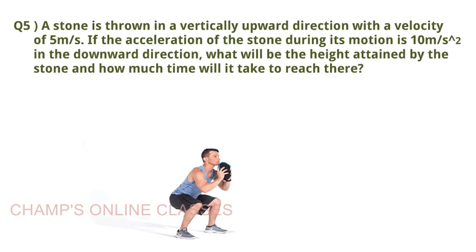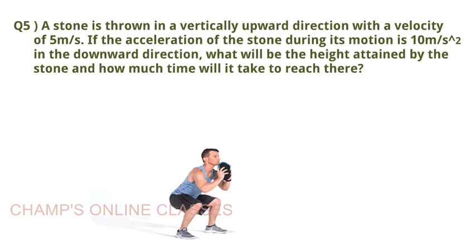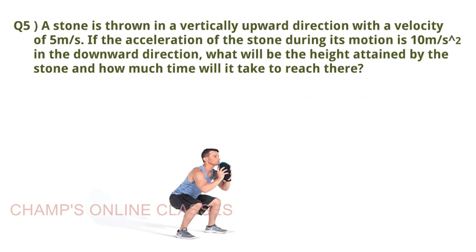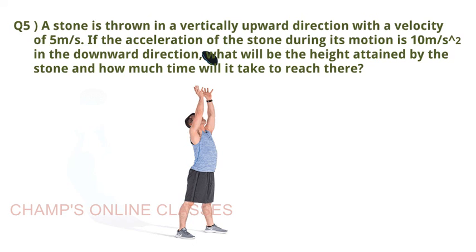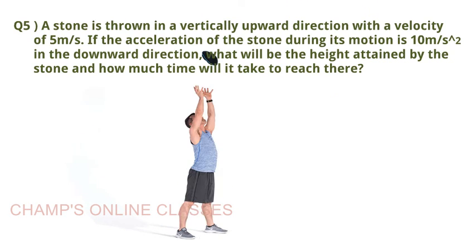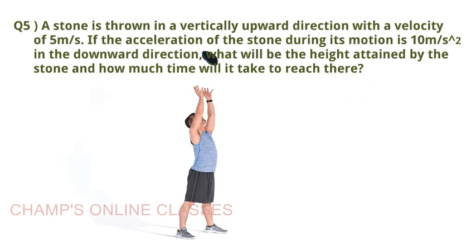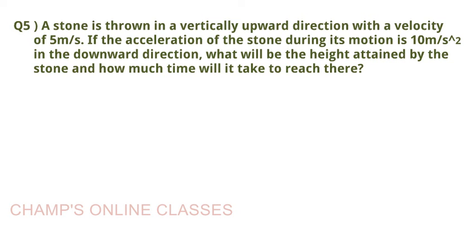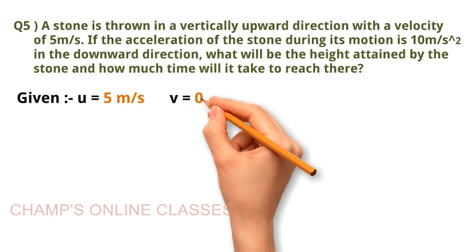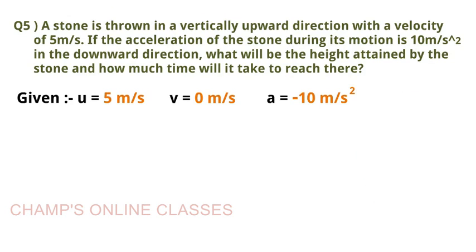That is, when we throw any object in upward direction with a certain initial velocity, its velocity continuously decreases because of the negative acceleration acting on it, and after reaching a maximum height where the velocity becomes zero, it falls back due to gravity. So here, initial velocity is 5 meter per second, final velocity is 0, and acceleration is minus 10 meter per second square.